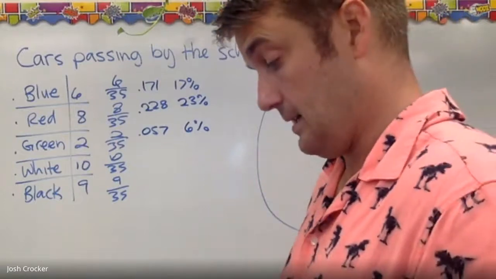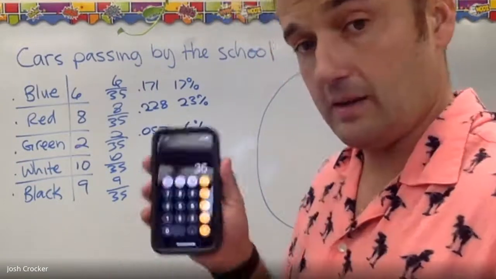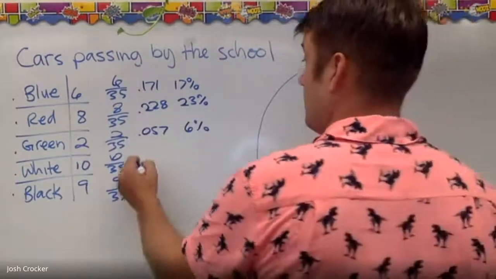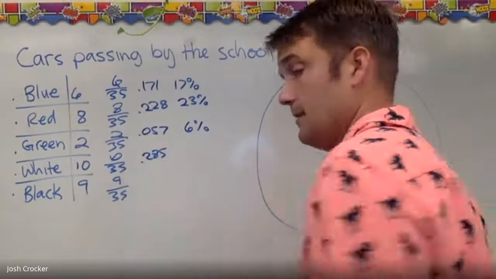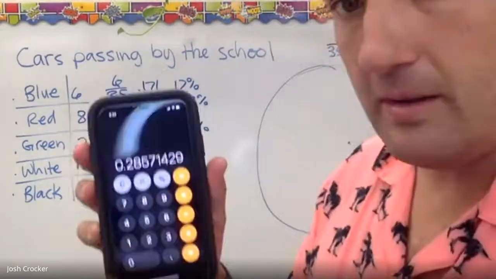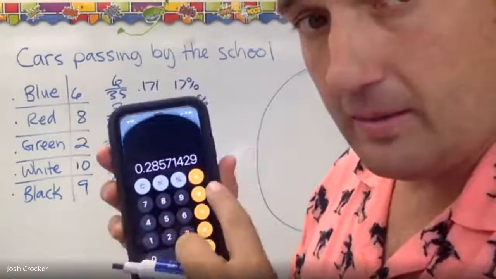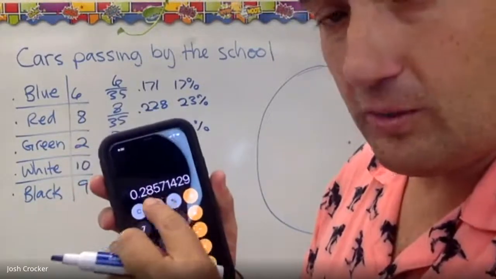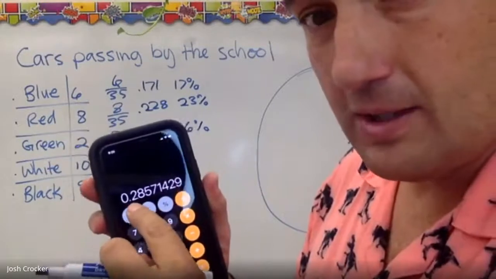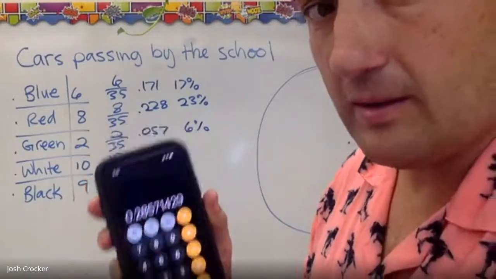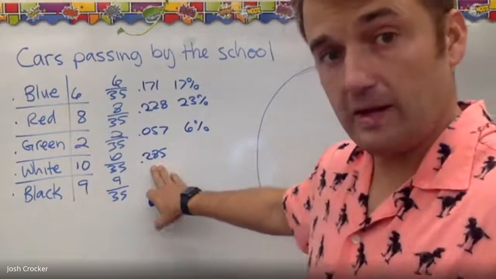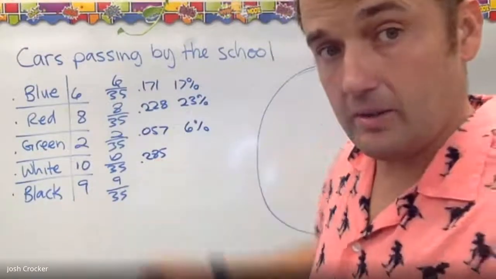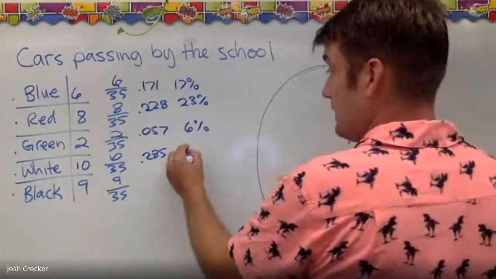White cars. 10 out of 35. 10 divided by 35 is 0.285. Okay, let me show you this part again. I think this might be the confusing part. I've got a big long number, but I'm only looking at the first 3 digits really, and I'm only going to write the first 2. That third digit is just for rounding. So I wrote down 285 right from here. The 5 rounds the 8 up, so it's 29%.